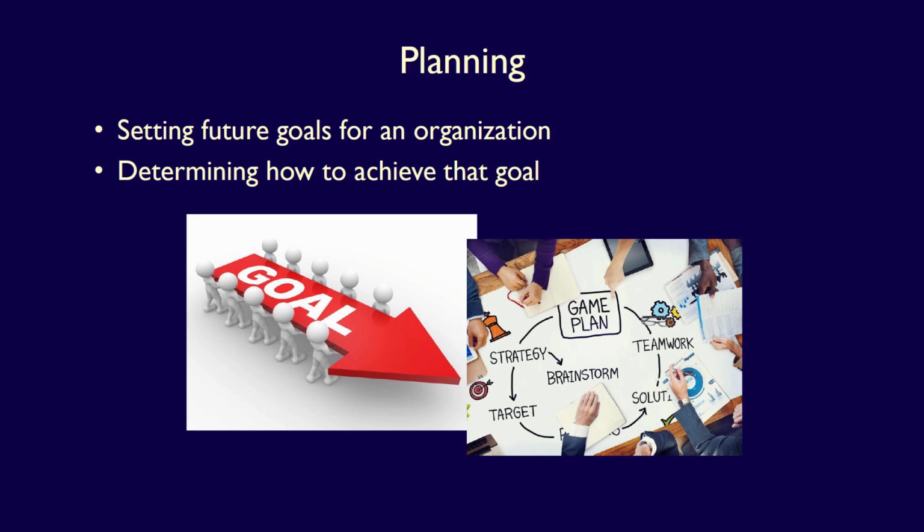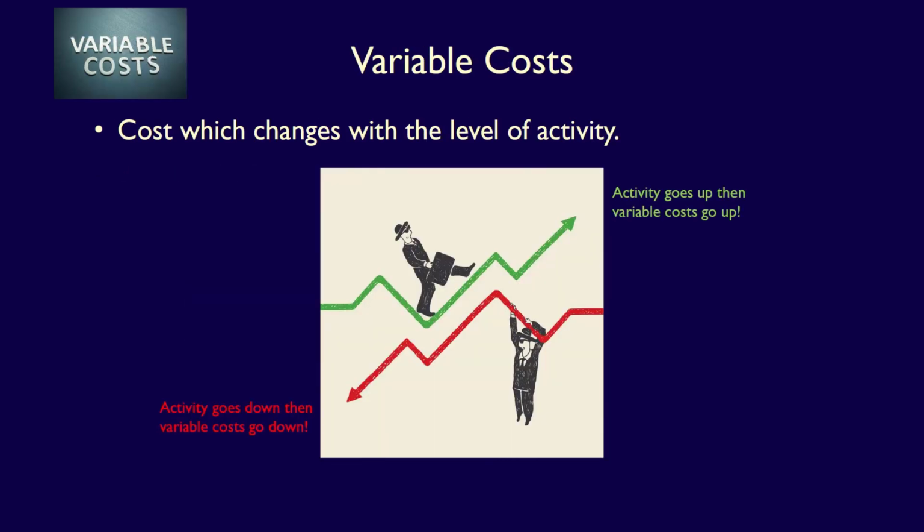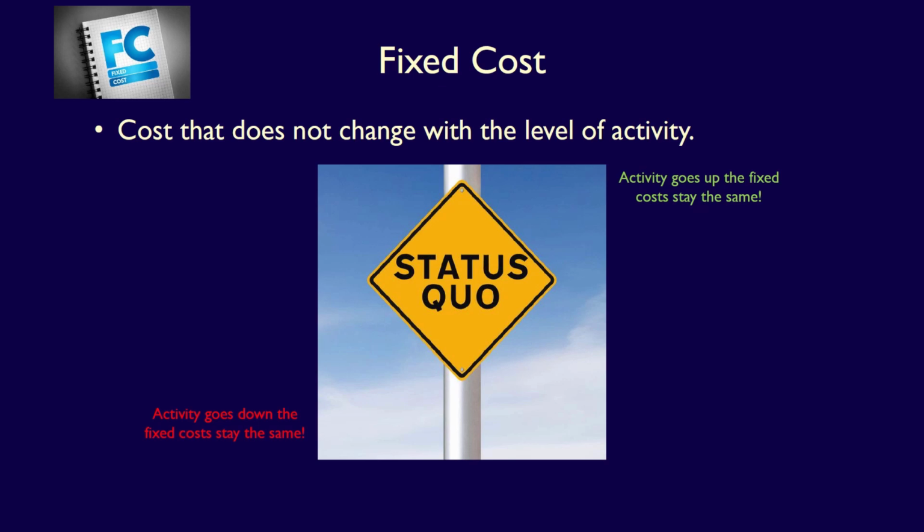In order to plan appropriately, management has to apply cost behavior analysis to better understand the costs incurred by an organization. Variable and fixed costs do not behave in the same way when the level of activity changes. We know that variable costs change as the level of activity changes. As the level of activity goes up, variable costs go up, and as the level of activity goes down, variable costs go down. Fixed costs do not change as the level of activity goes up or down. Fixed costs always remain the same, of course within the relevant range.